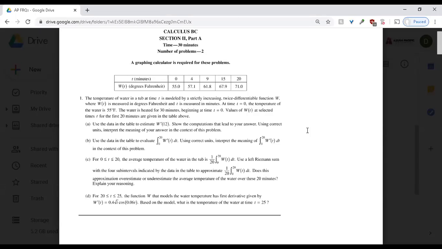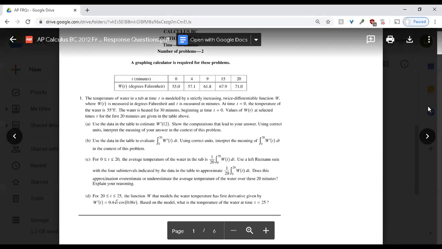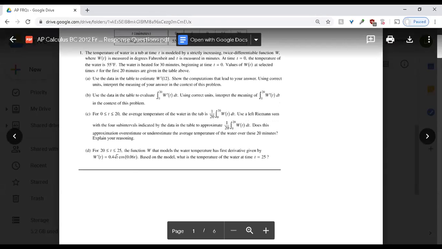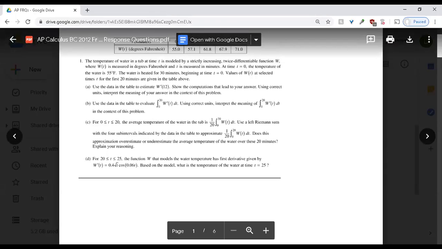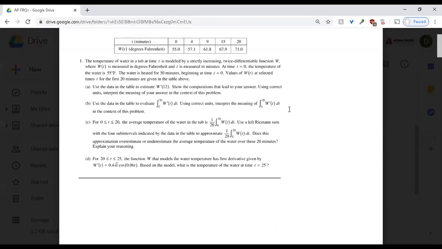I'll take questions here. Letter D. D, let's look at D. Okay, so on 1D, we want to find the temperature. So it's giving you the formula for the rate of change and asking about the temperature. So that means I just want to find W of T.